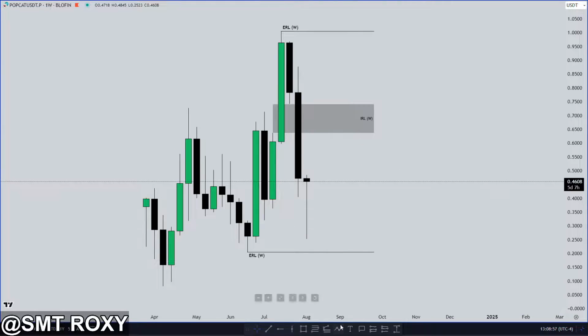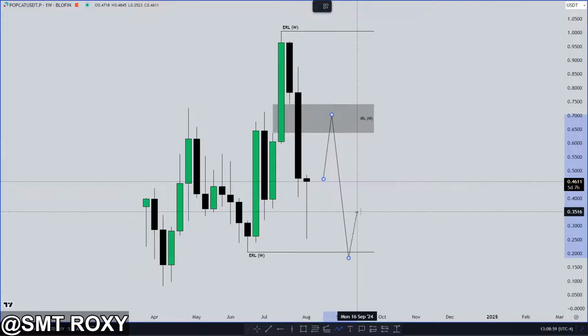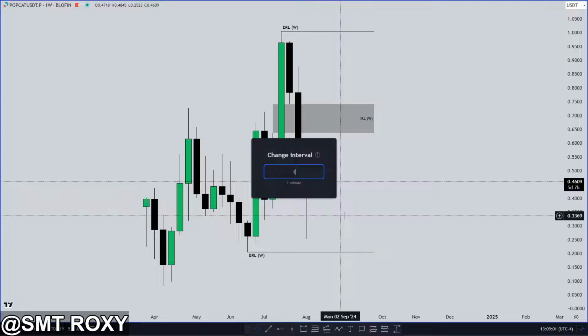You have a bearish fair value gap. What do you want to see happen now? We want to tap into that and then move lower. It's simple as that, you just want to wait for that.